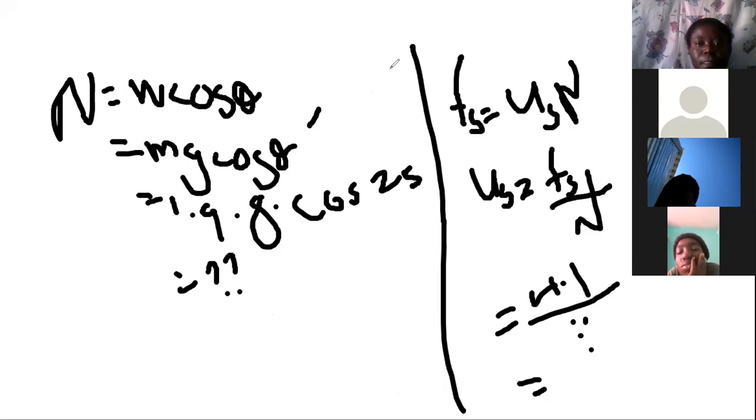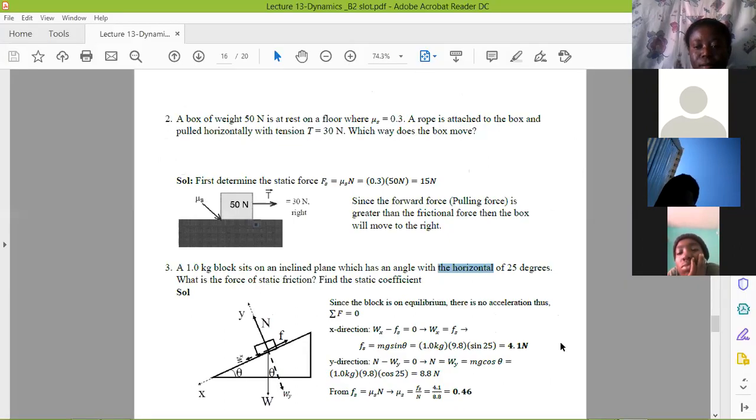Okay, so come back. So we got that our kinetic coefficient is equal to 0.46.